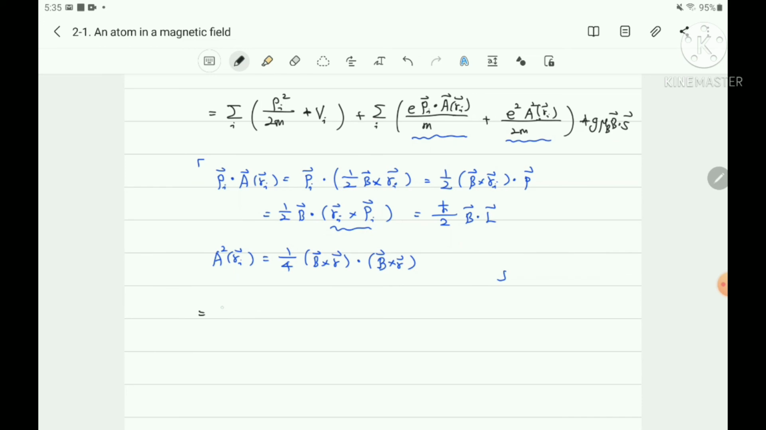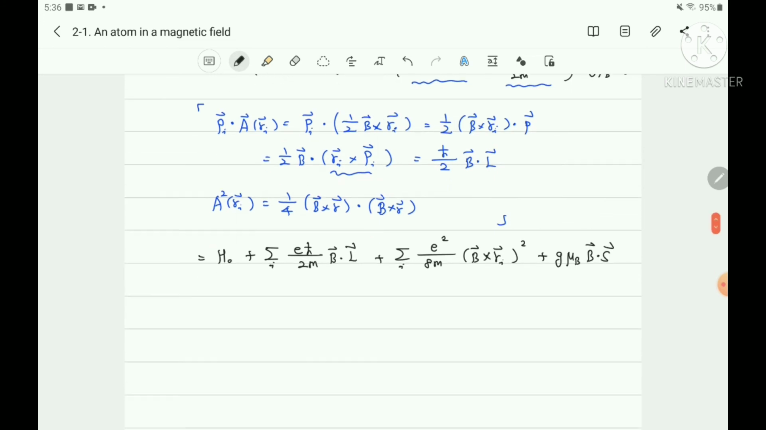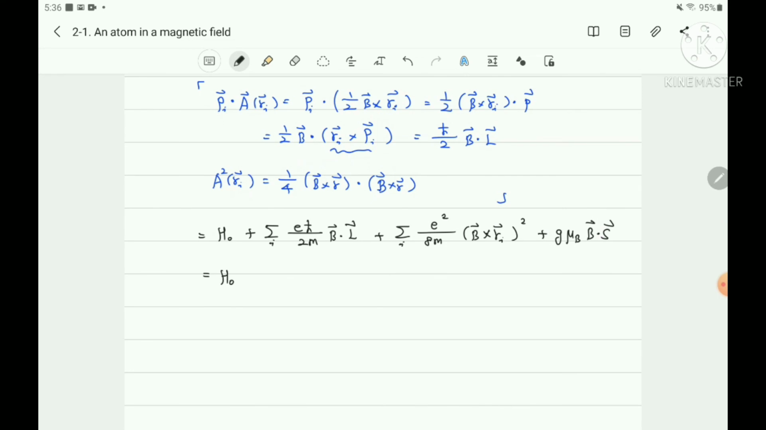The Hamiltonian is H0, the Hamiltonian without applying a magnetic field, plus the second term, which is the summation over i of e h bar over 2m, times B dot L. And the third term is the summation over i of e squared over 8m, times B cross r_i squared, and also plus the applied field energy, g mu_B B dot S. Therefore, here it can be written as H0 plus.